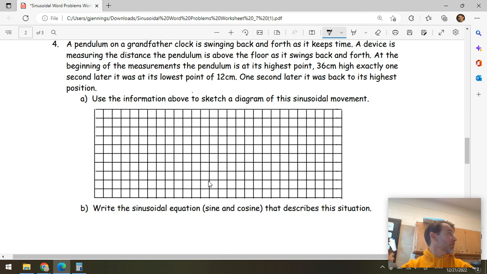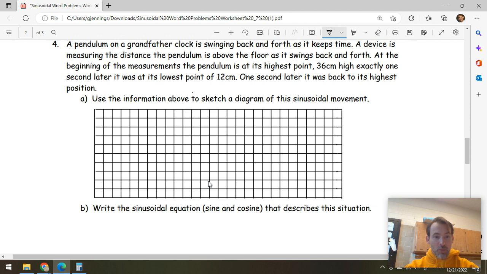So let's go ahead and use this information to sketch ourselves a diagram of this sinusoidal movement. So here we go. 1 second later, so we know the period here, and the highest point, the beginning of the measurements, is 36. So how are we going to set our scale is our first question. We want our scale to go at least between 36 and 12. So we have a range of 24. I'm thinking 3 is good.